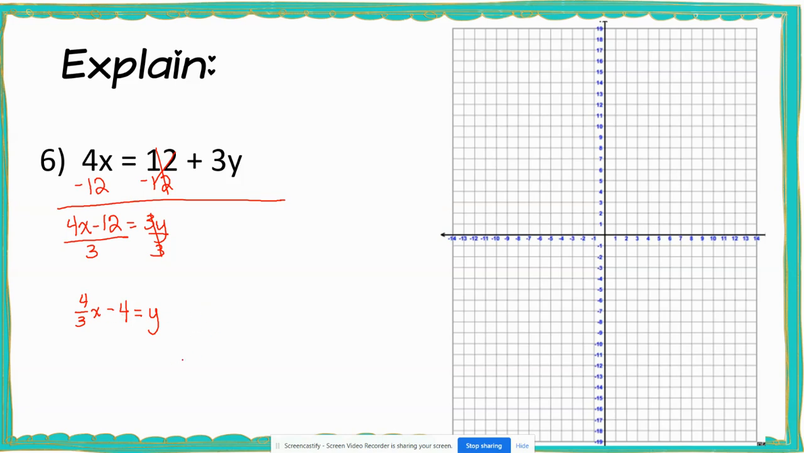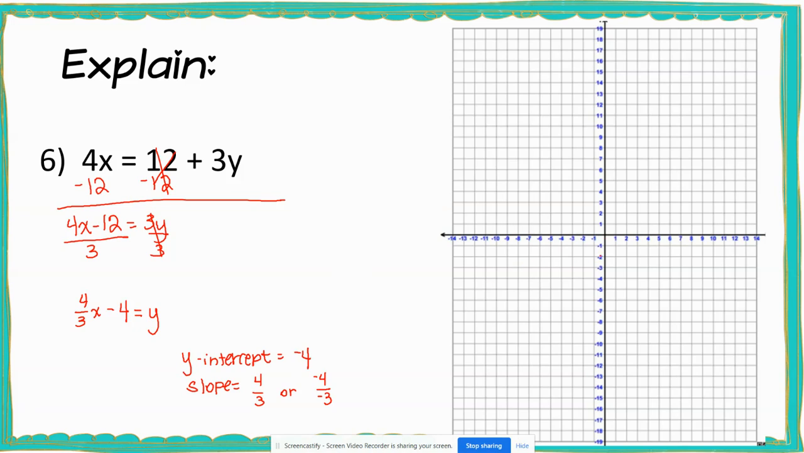Now we'll use this to find our y-intercept. Well, our y-intercept is that constant value, which is this minus 4, so negative 4. Our slope is the coefficient of x, so it's this 4/3. Now that is a positive 4/3, so another way to write that is negative 4 over negative 3, because a negative divided by a negative still gives me a positive.